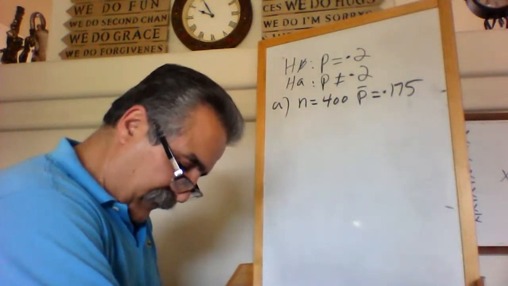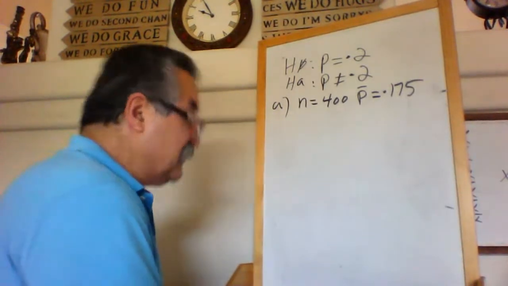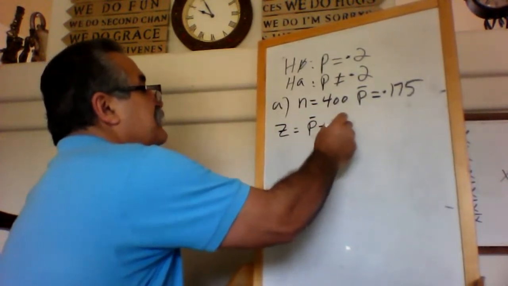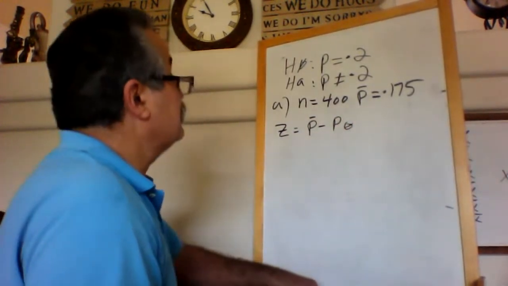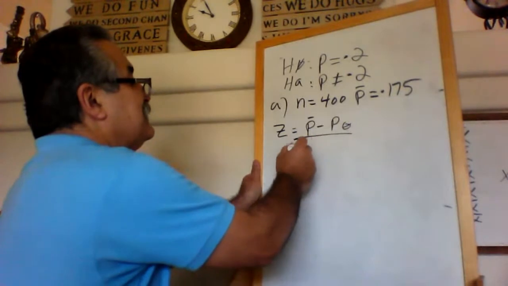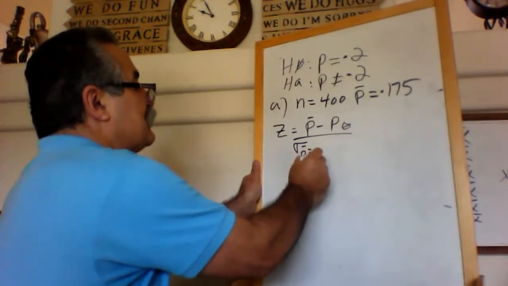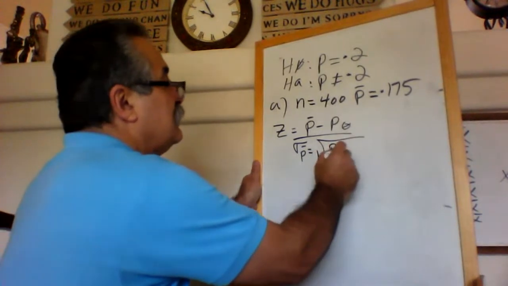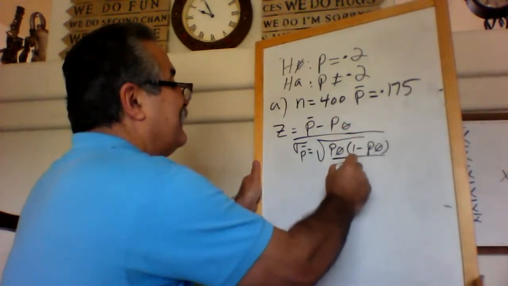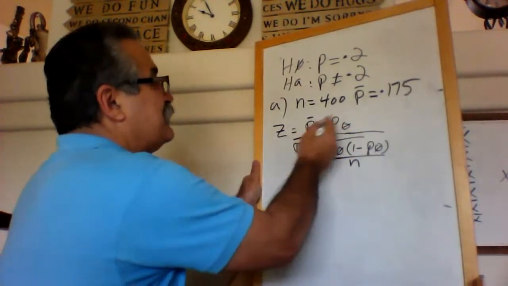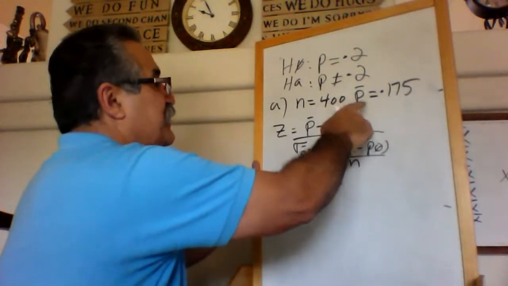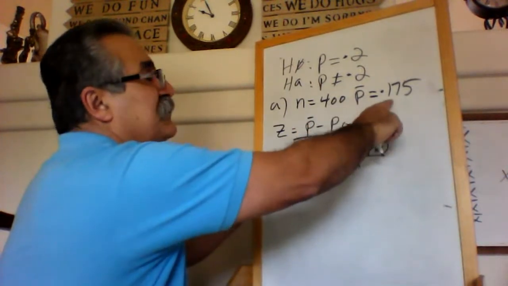Part A, compute the value of the test statistic. So Z is equal to p bar minus p sub 0 divided by sigma sub p bar, which is actually the square root of p sub 0 times 1 minus p sub 0 divided by n. p bar, lowercase, is 0.175.